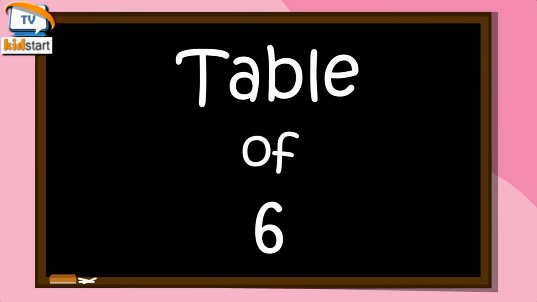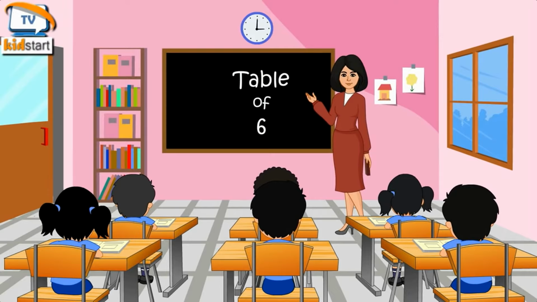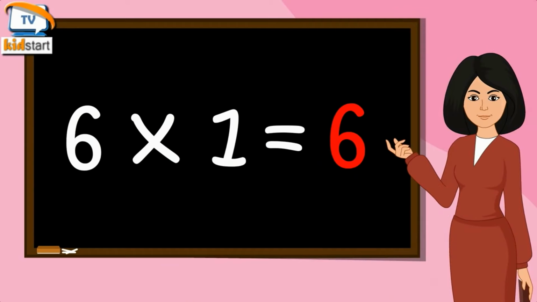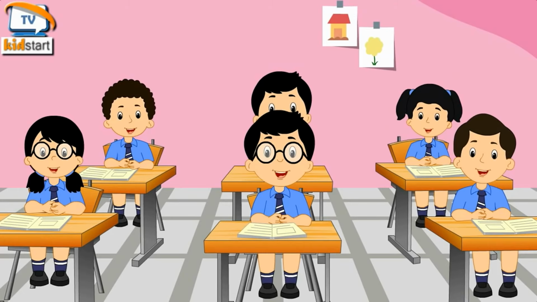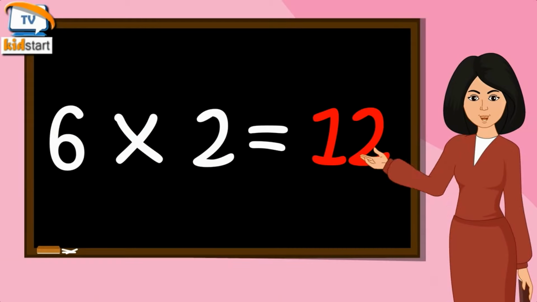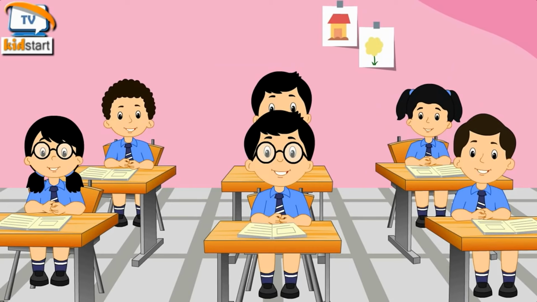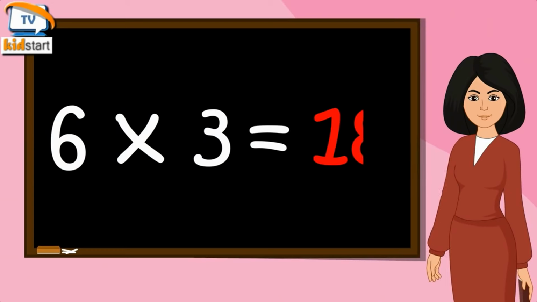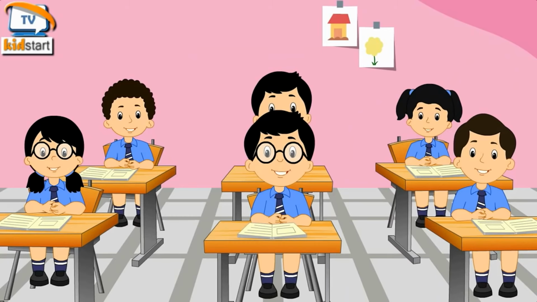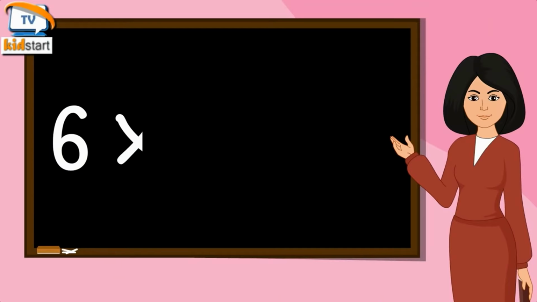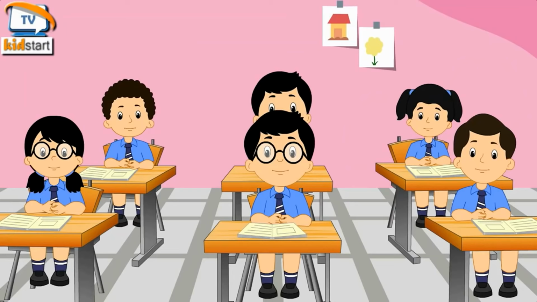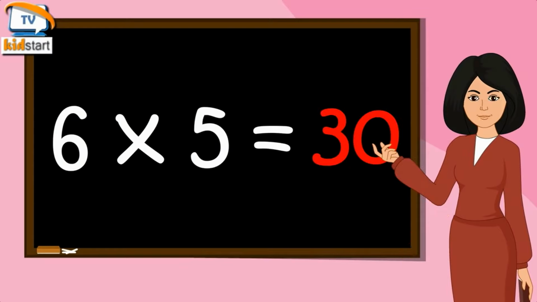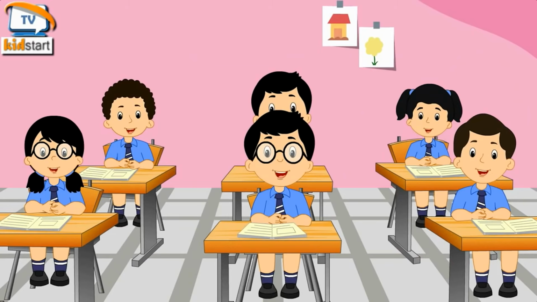Table of six. Six ones are six. Six twos are 12. Six threes are 18. Six fours are 24. Six fives are 30.